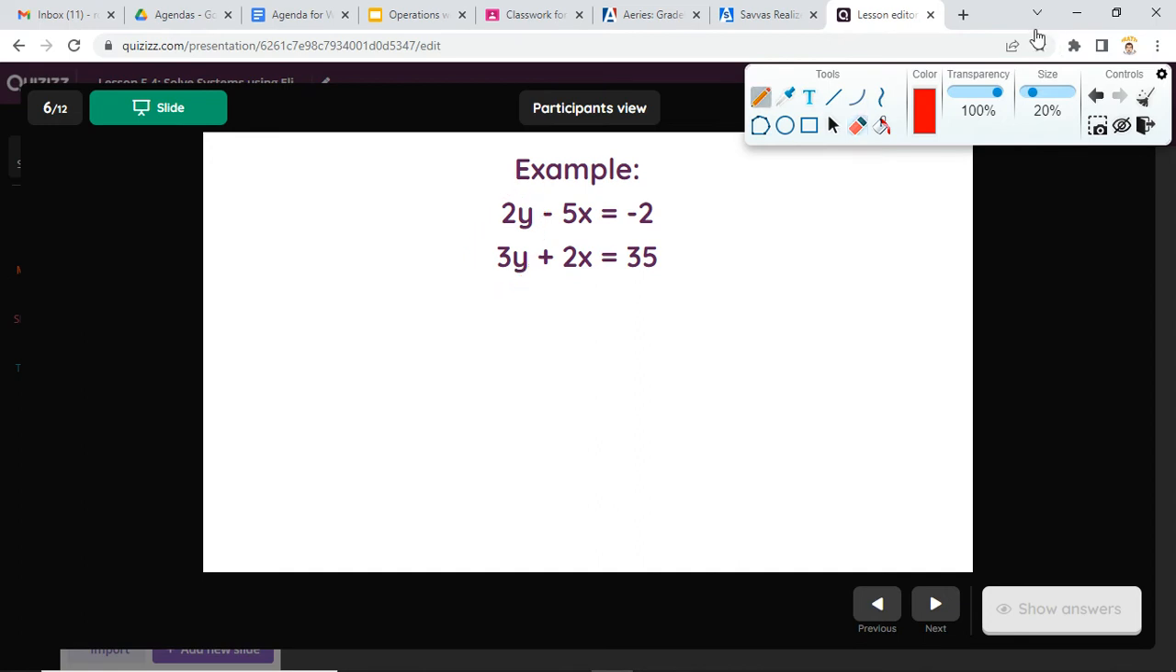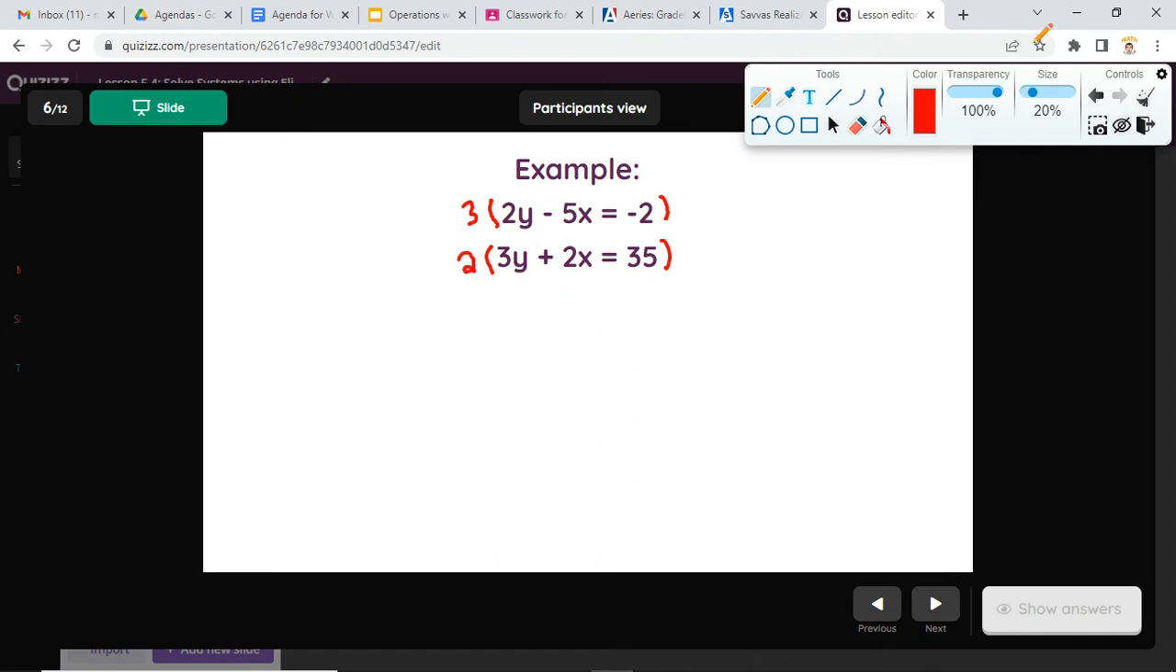So what I need to do is multiply both of these equations by a number that's going to get the y term equal to 6. So for the top one, well, 2 times what equals 6? That'll be 2 times 3. And for the bottom one, 3 times what equals 6? That'll be 2.